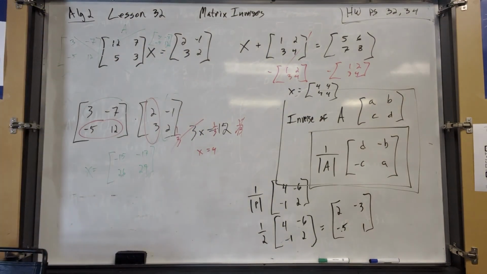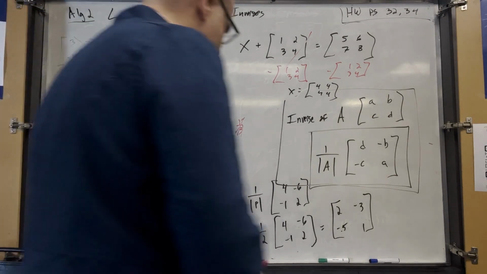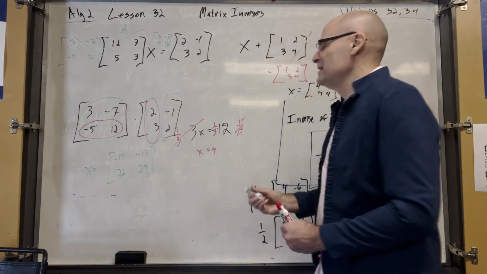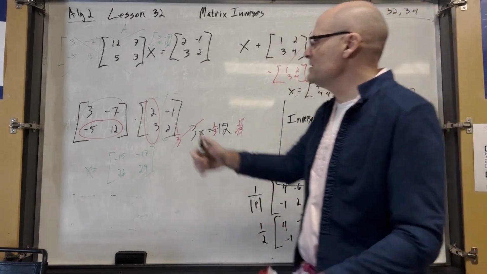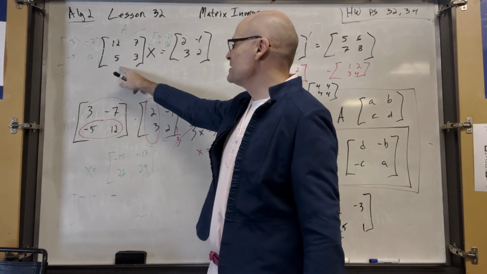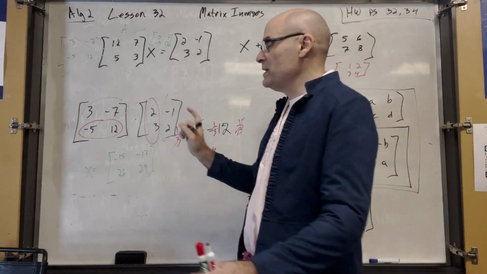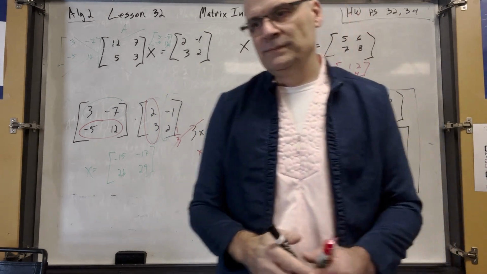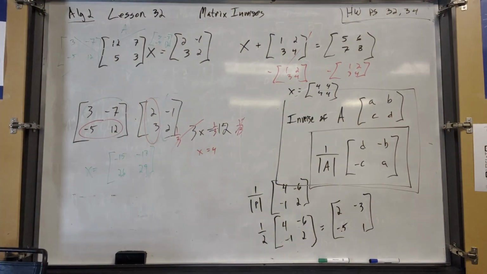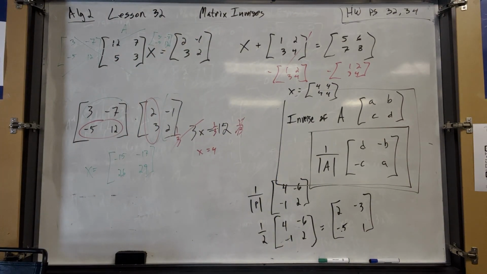If you did this backwards, you would get something incorrect, unfortunately. But you can check this and make sure it works by multiplying this matrix A times this matrix, and you should get that. If you don't, then you did it backwards. Okay.